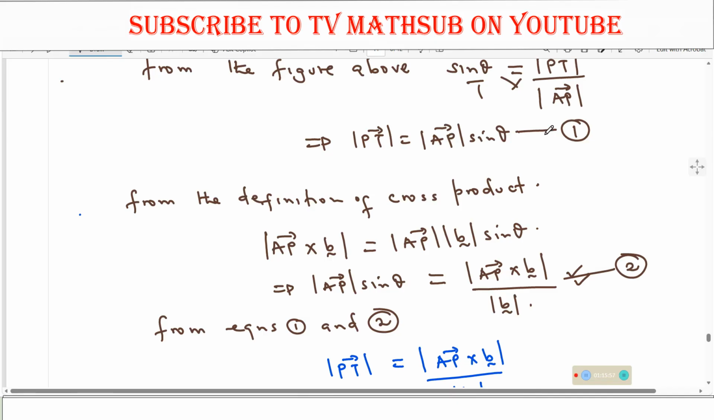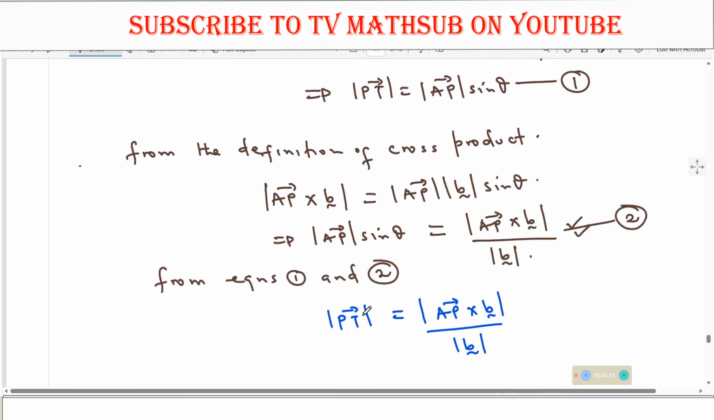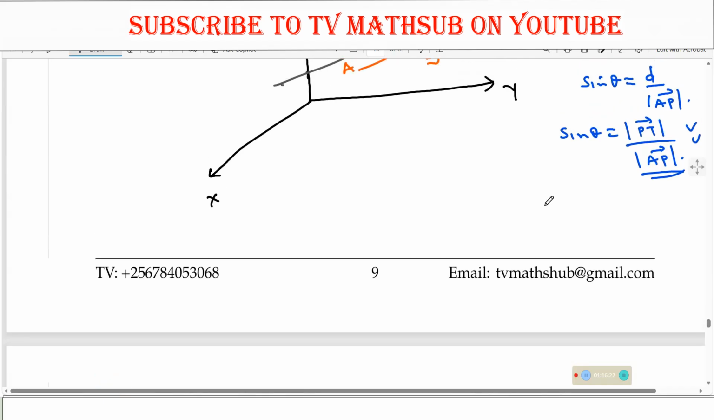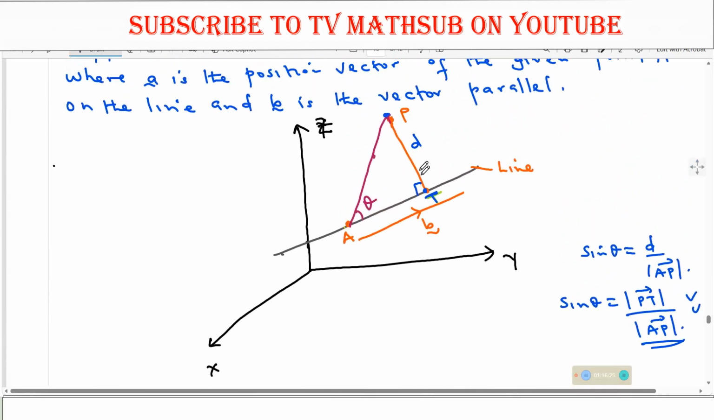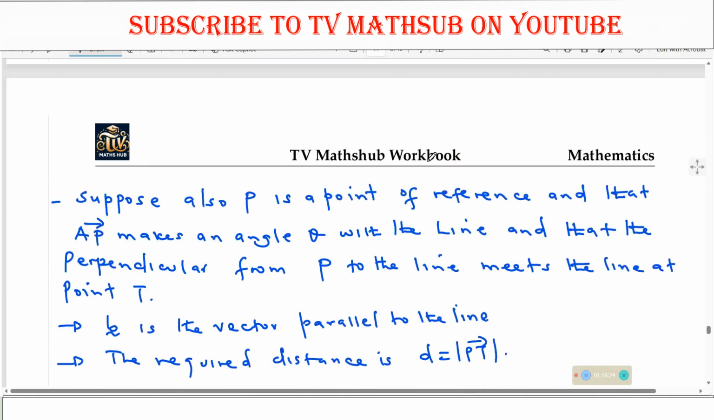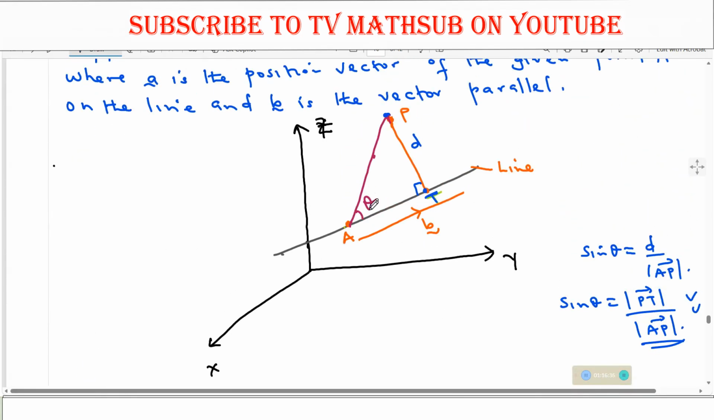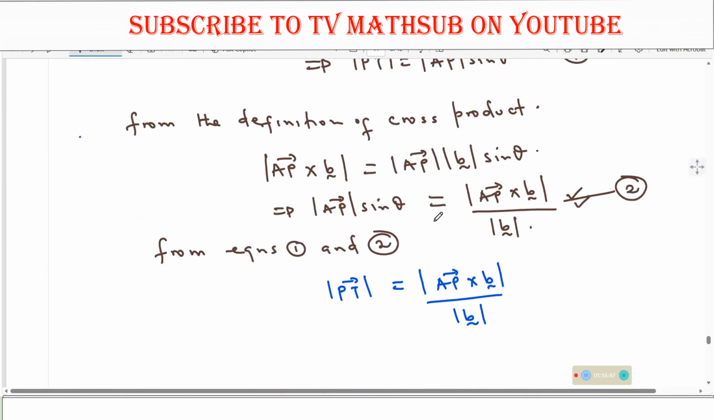Yes. From this, when I make this the subject, I will have vector PT. When I substitute for AP sine theta, I will be able to remain with this. So this one here is the magnitude of PT. Our interest is to get the magnitude of PT, which is D. So in other words, the magnitude of PT is the same as A to P crossed with vector B, then divided by the magnitude of vector B. So that is how we obtain that.